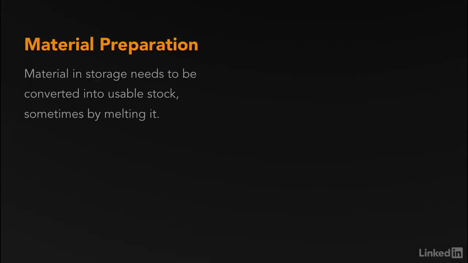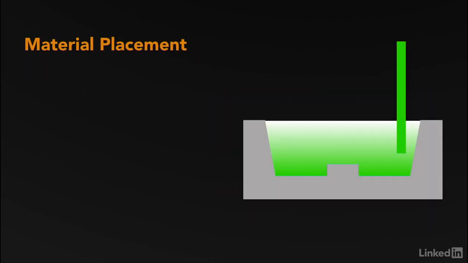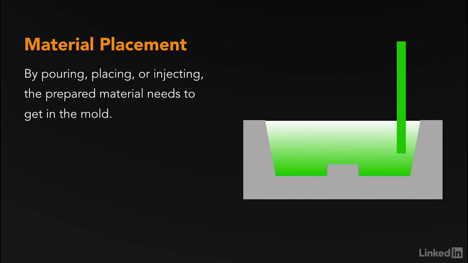The first phase is the material preparation phase. The material in storage needs to be converted into usable stock, sometimes by melting it. The second phase is the material placement phase. Once the material is prepared, it has to get into the mold by pouring, placing, or injecting.